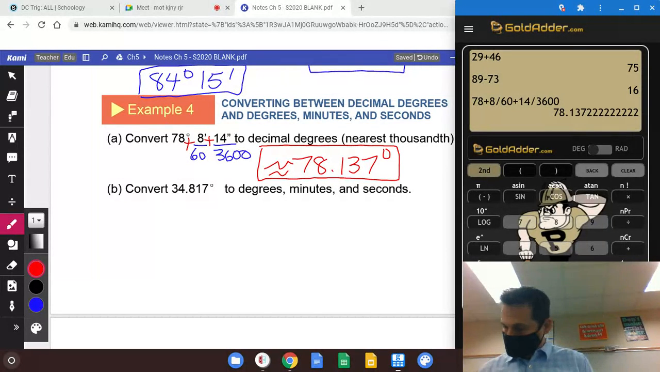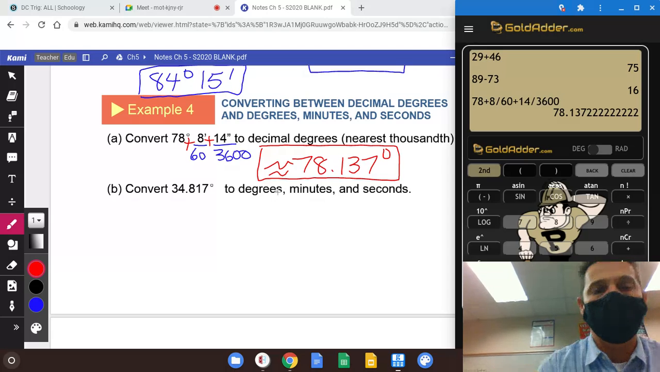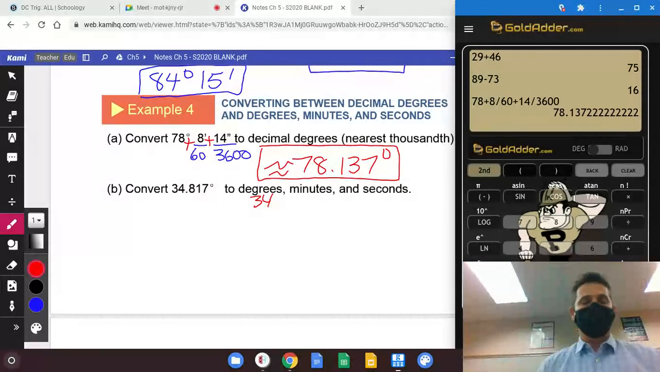So then, part B says convert 34.817 degrees to DMS, degrees, minutes, and seconds. We're going the other way, and we're going to need to convert this to minutes and seconds. We already know this is degrees. It's definitely 34 degrees and something. I already know the degrees part. The degrees part is 34. Don't overthink this. Don't do anything with that. It's the 0.817 that I have to change.